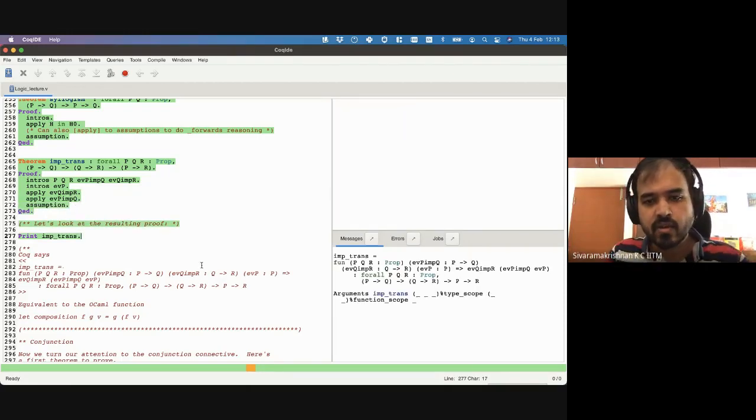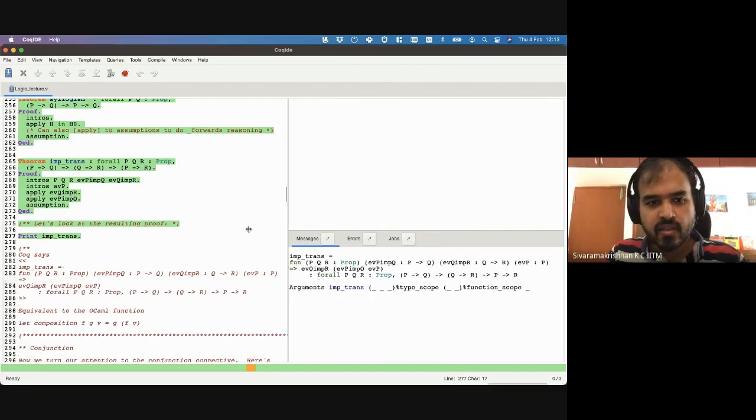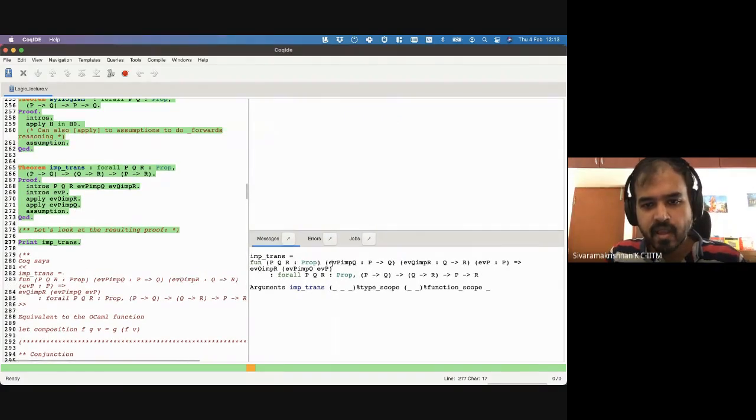So if you print this out, you will see that this is just the repeated application. So you have a function which is P implies Q, a function which is Q implies R, and you have a value which is P, and all you do is plug the right types in. So P implies Q applied to P gives you Q, and Q implies R applied to Q returns you R, and that is R.